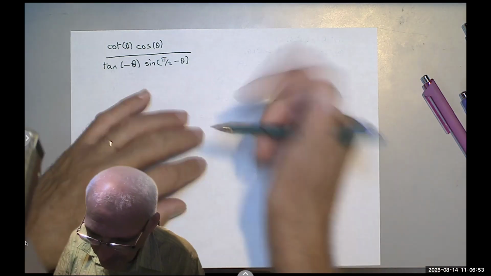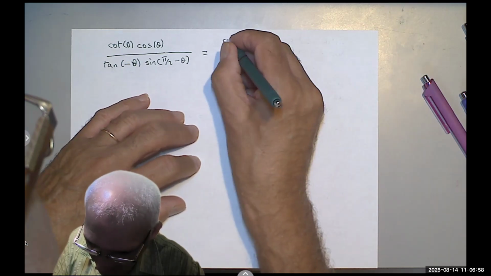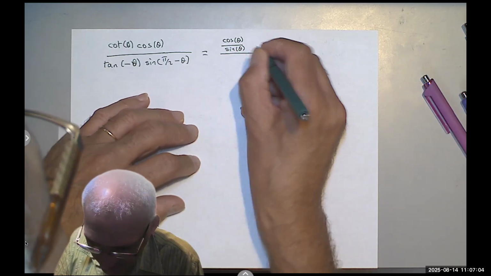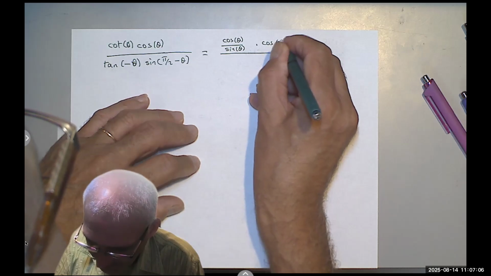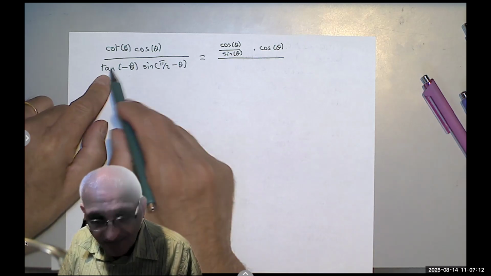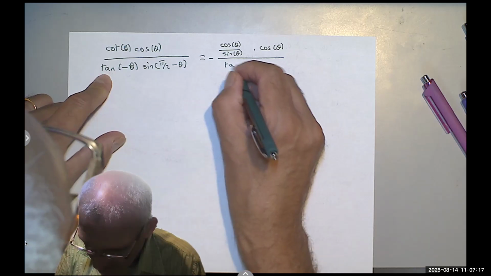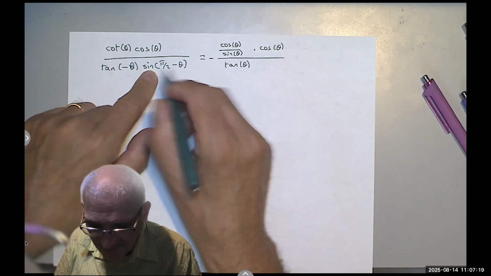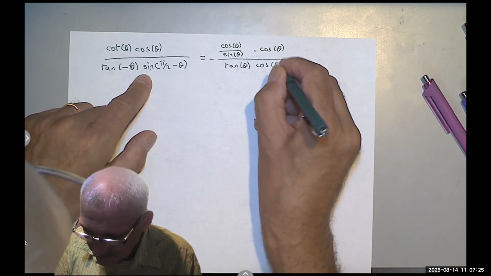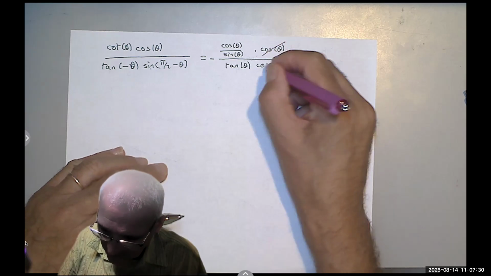Okay, the way we are going to do it, the numerator is easy. I know that the cotan is cosine of theta over sine of theta, and this is multiplied by cosine of theta. The interesting thing is down here, because tan of negative theta is negative tan theta first, and the sine of pi over 2 minus theta is cosine of theta. Remember, we said that. Now, the cosine and the cosine can simplify.